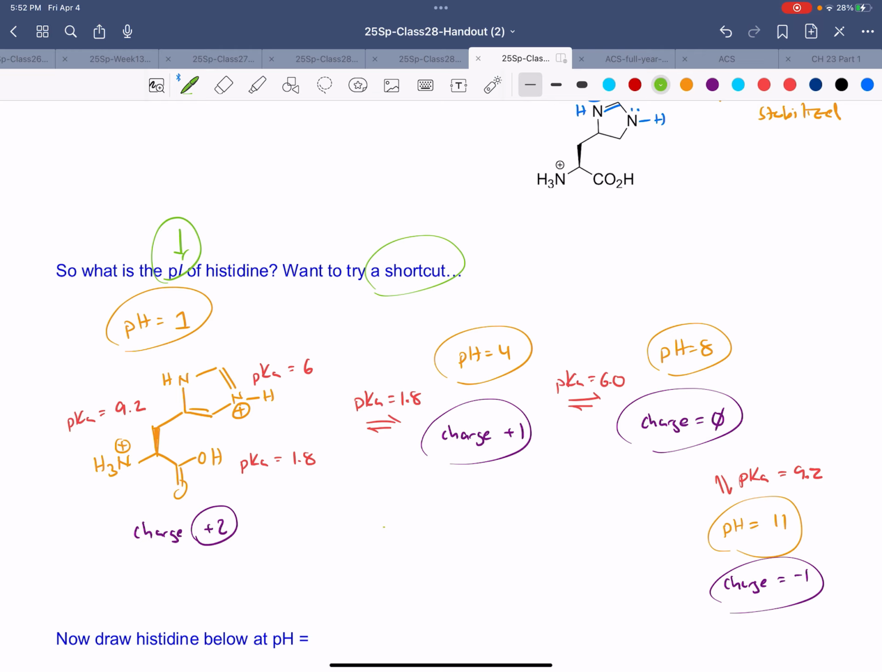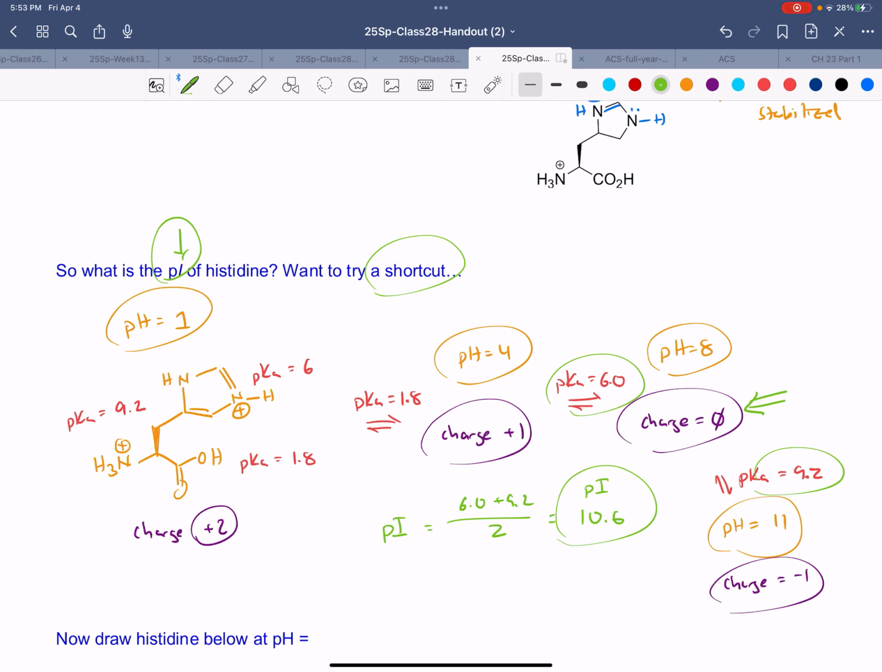The rule for PI is you average the pKa's that sandwich the neutral species. Here's the neutral species. Those are the two pKa's sandwiching the neutral species. PI equals 6.0 plus 9.2 divided by 2. This is 10.6. That is the answer for the PI for histidine.